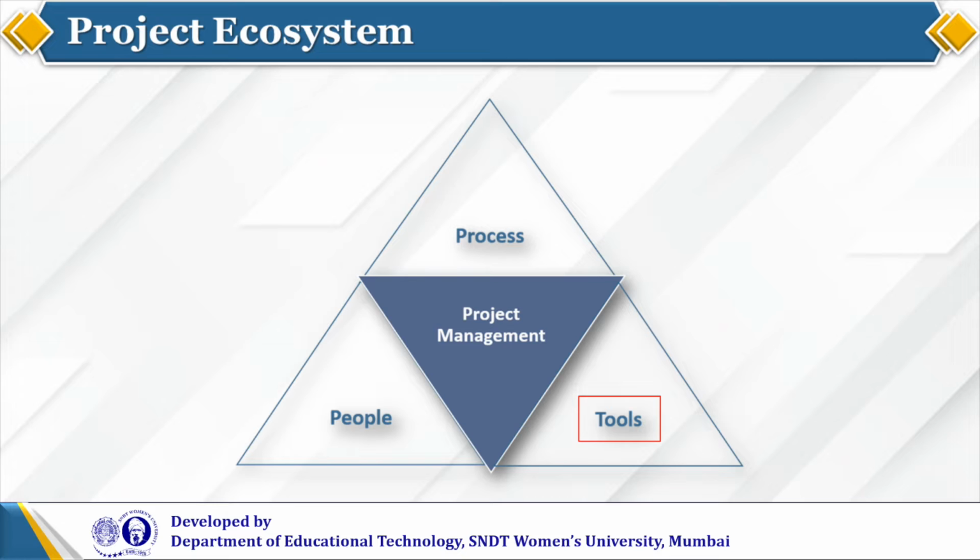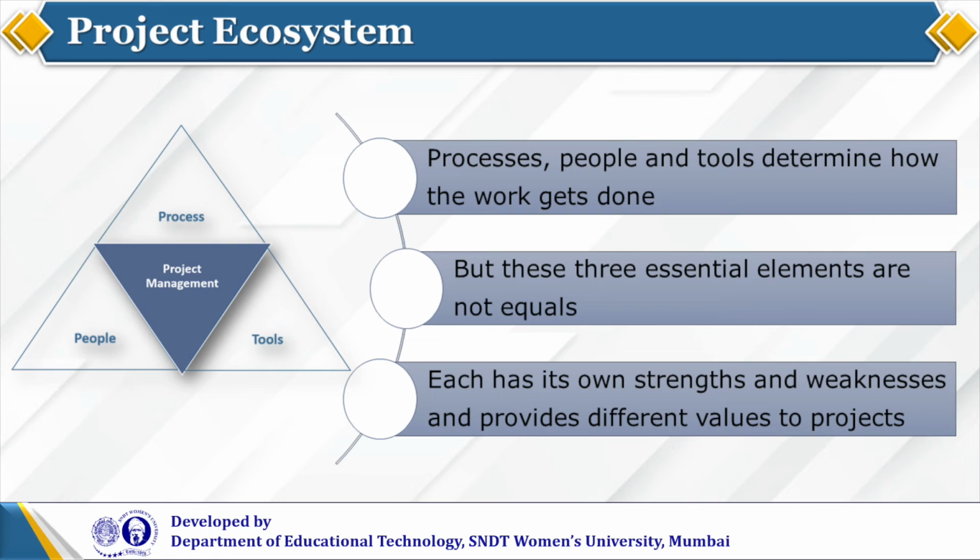But now there are techniques available. There are tools available, which definitely impact cost, time, and effort on the project. So project management has these three parts as an ecosystem: processes, people, tools determine how the work gets done.